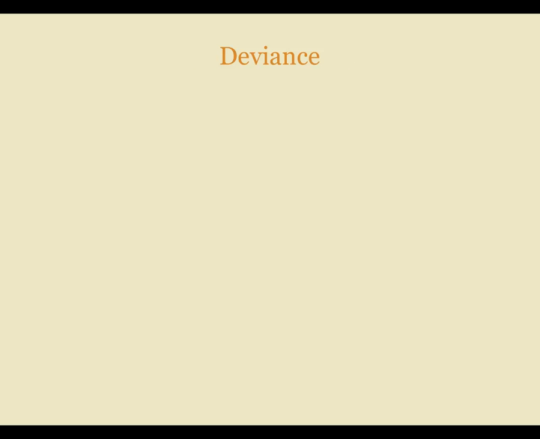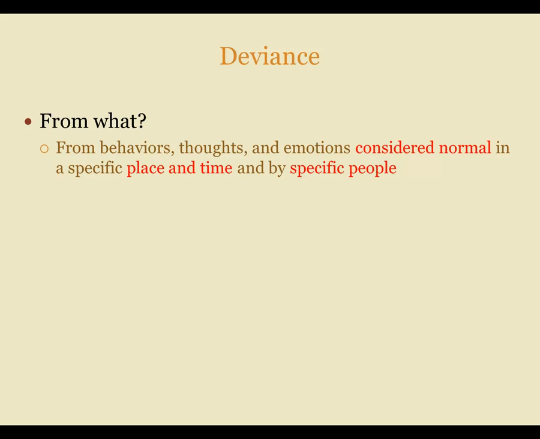Our first D that we're going to talk about is deviance, and of course that's the most enticing one. This is the one that most of us think about when we think about disorder. We think about individuals participating in behaviors that are different or that deviate from what our expectations are. So what are we deviant from? Well, we are deviant from these behaviors, thoughts, and emotions that are considered normal in a specific place and time and by specific people.